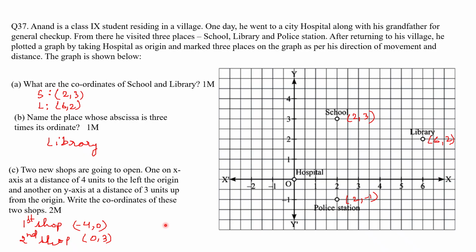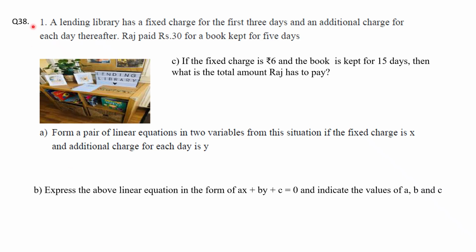Okay. Now moving to the last question, question number 38. A lending library has a fixed charge for the first 3 days and an additional charge for each day thereafter. Raj paid 30 rupees for a book kept for 5 days. First question is, form a pair of linear equation in two variables from this situation. If the fixed charge is x rupees and additional charge for each day is y rupees.